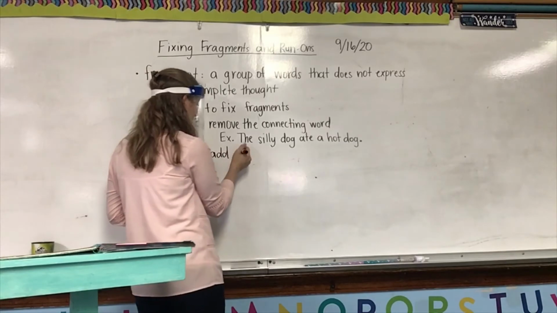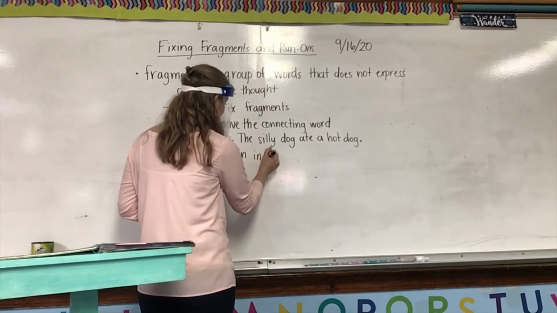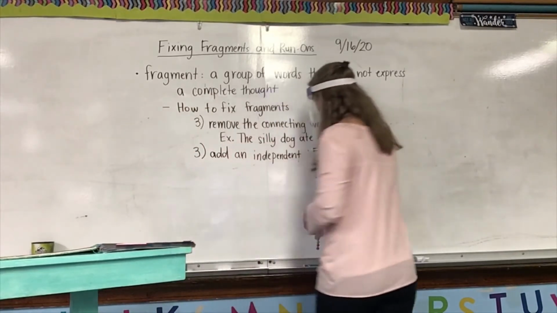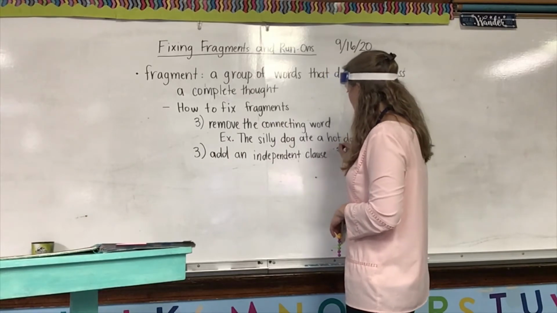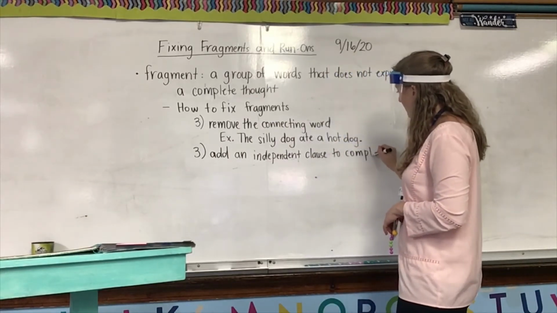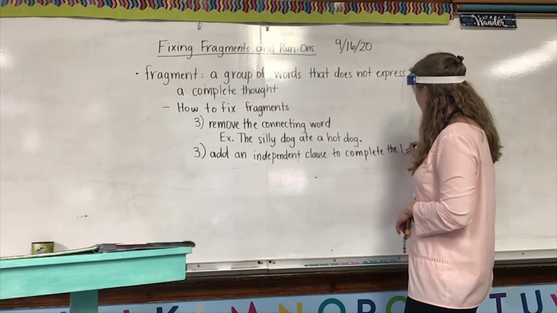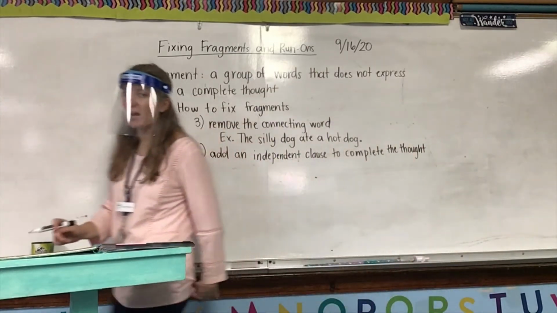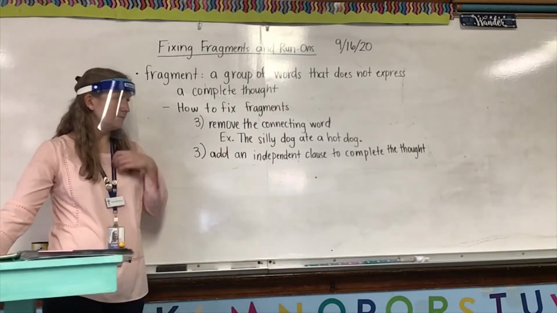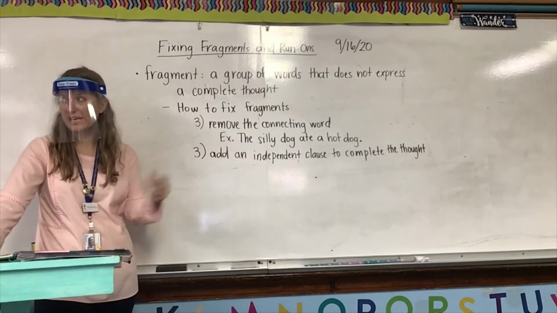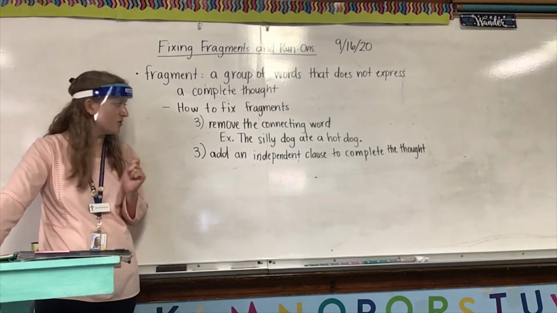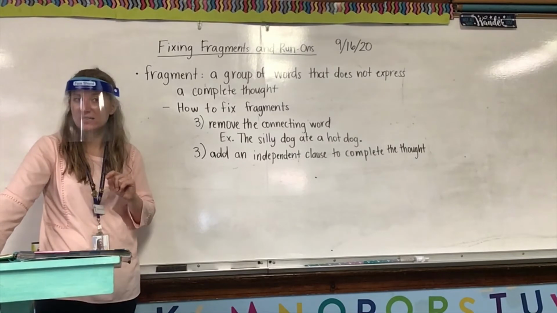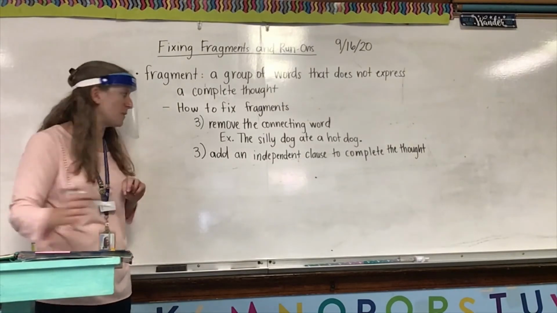add an independent clause to complete the thought. So to fix fragments that are dependent clauses by themselves, we can either remove the connecting word, take out that word because, or whatever other connecting word you're using, or we can add an independent clause to complete the thought. We can keep that connecting word and just add an independent clause before.